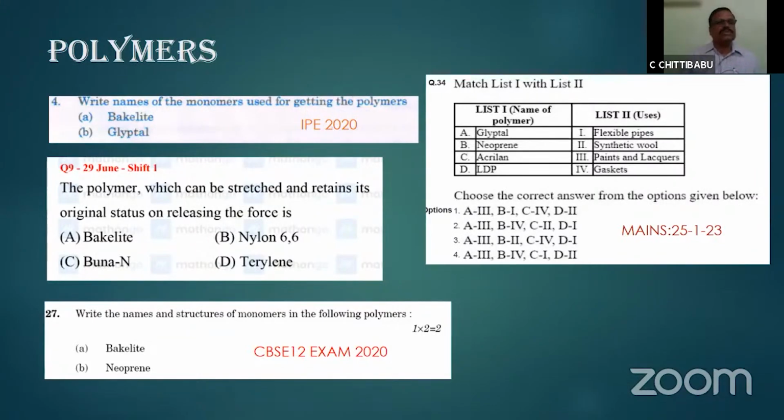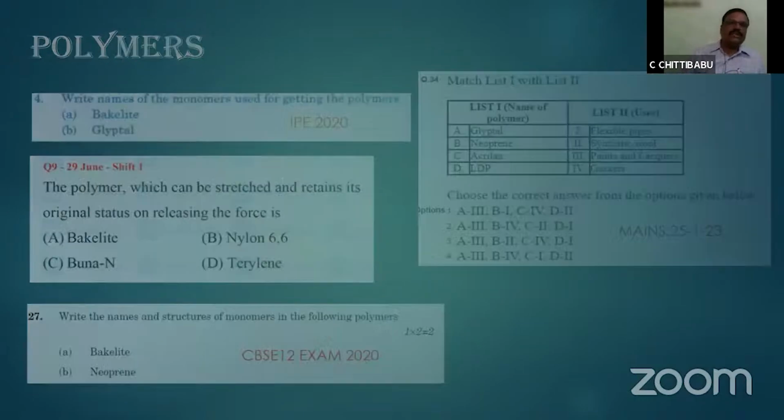commercial polymers. Yes, monomers of bakelite. Look at this, the same bakelite was asked in CBSE also. In the CBSE 12th examination 2020, the same question was asked. The same bakelite composition was asked in the 29th June shift 1 question, and the same was asked in another Mains question also. So now tell me, is the preparation for the board examination different from the preparation for Mains? No, not at all. I will tell you how to prepare, after giving these live examples for you, gentlemen.